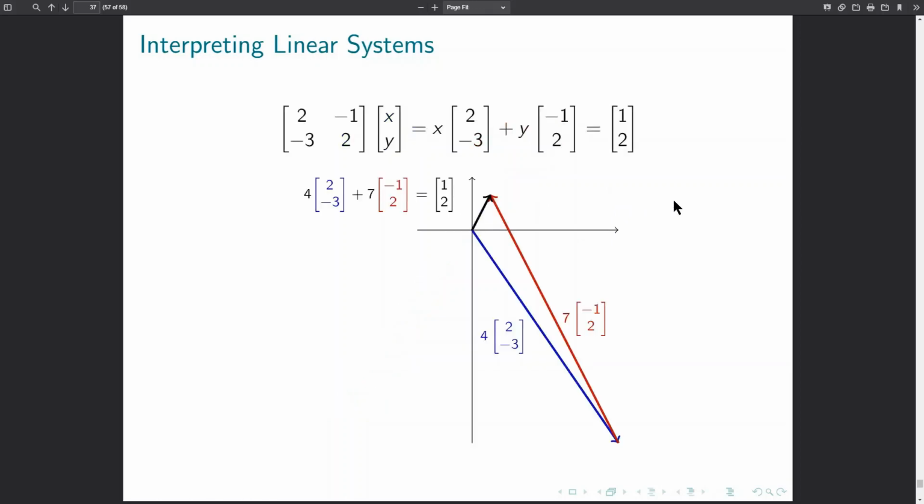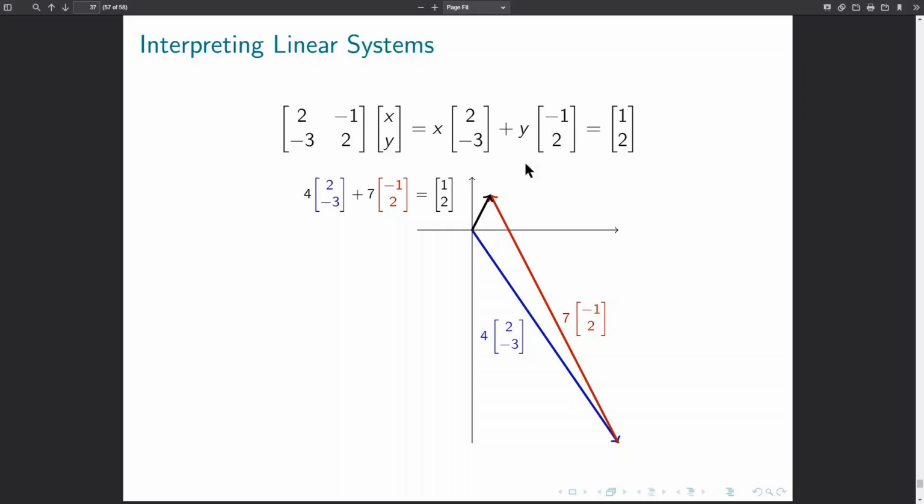Right? We can also look at this system from the perspective of the columns. Here is the system in the form of the coefficient matrix, which is this matrix 2, -1, -3, 2, applied to the vector of unknowns, and that equals this constant vector. And in the middle here, we just have the expanded matrix vector product, where it's x times the first column, 2, -3, plus y times the second column, -1, 2, and that's what we have here. And so now, when we're trying to find x and y, what we're really asking is, I have my two column vectors of the system, and x is how many vectors 2, -3 I have, and y is how many vectors -1, 2 I have.